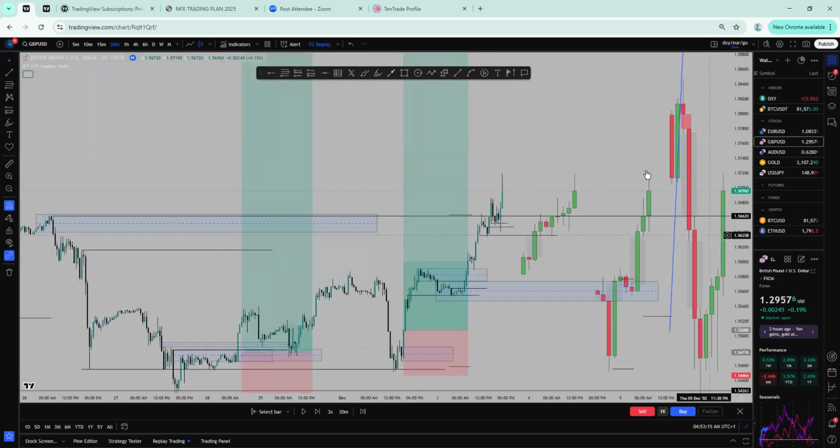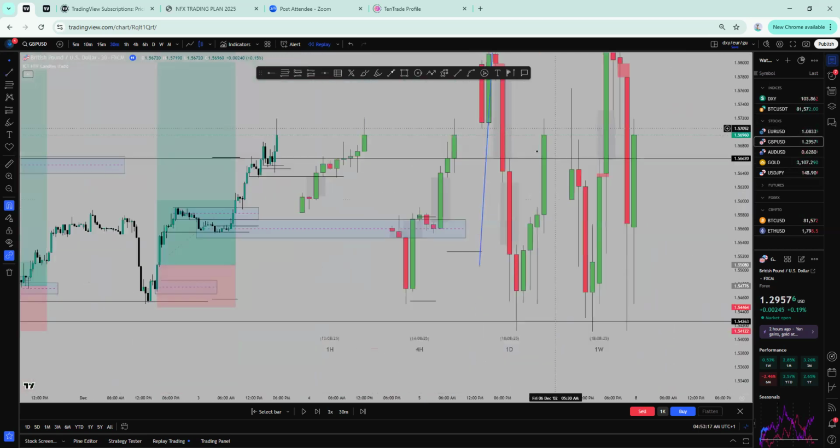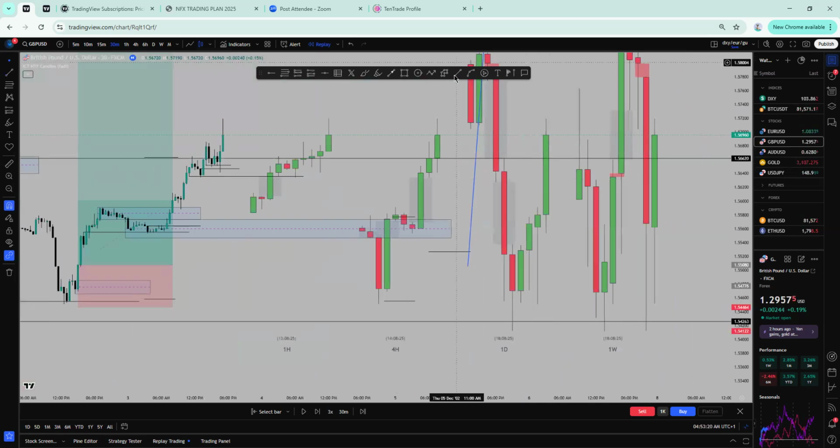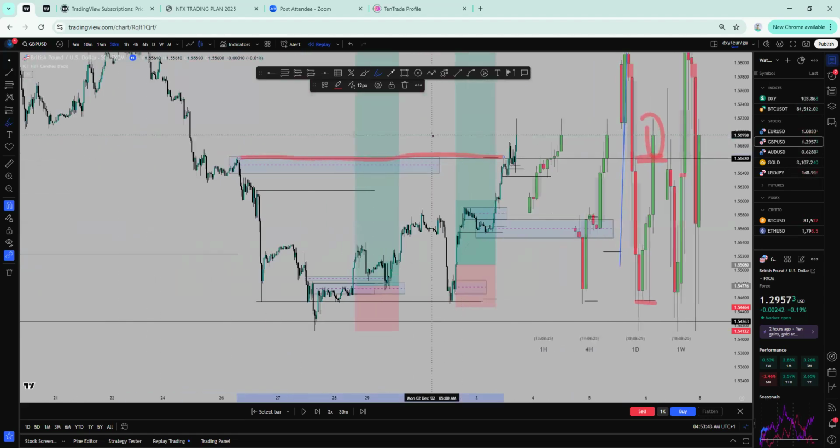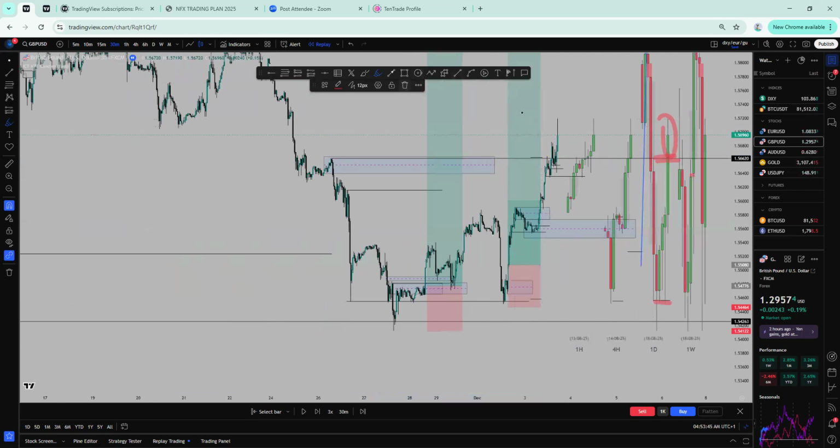All right, so the daily has completed its CRT. Take note of that. This was the daily CRT, low of this candle to the high of this one. You can see price took out the high of that liquidity, the high of the CRT. So based on the daily, you would have closed probably maybe 80 or 90% of your positions right here.